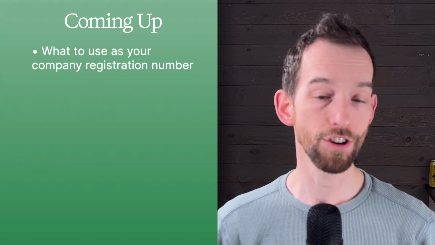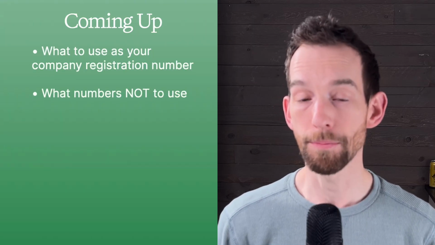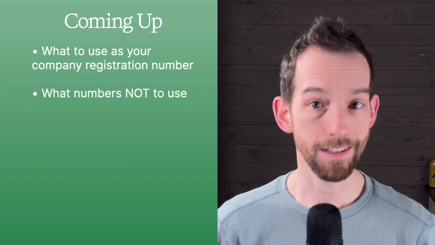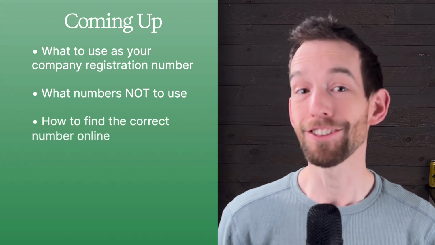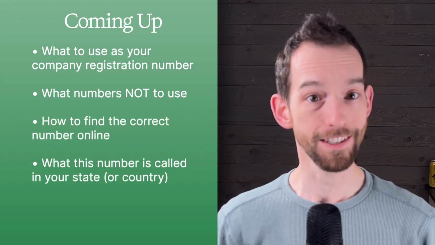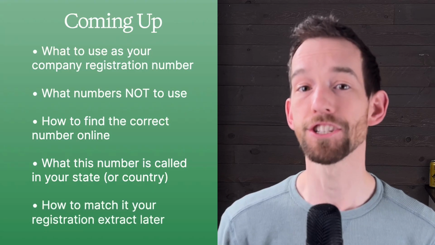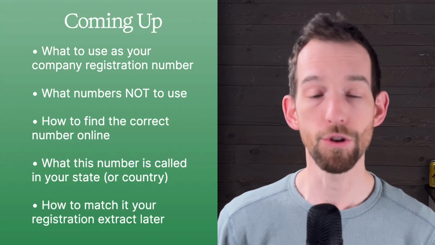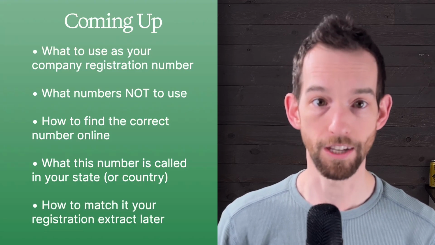This is by far the most common issue I see that causes businesses to have their seller account applications denied. In this video, I'll show you exactly what to enter in that company registration number field, what numbers do not belong there, including the one most businesses accidentally use, how to find the correct number on your state or country's website, what your state actually calls this number, and how to make sure it matches the registration extract document, which Amazon is going to ask you for later.